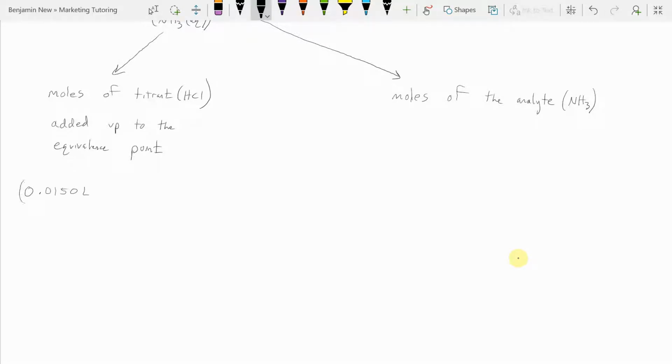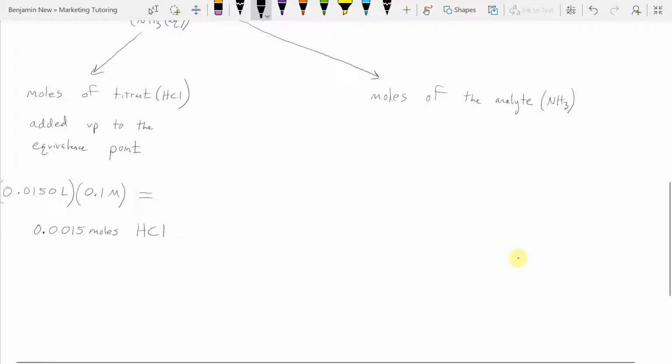0.0150 liters, that's just 15 milliliters converted to liters. Just divide that number by 1,000 to get liters. And then we have our concentration, 0.1 molar HCl. And so we get 0.0015 moles of HCl. Okay. So let's do the same thing for the right side here.